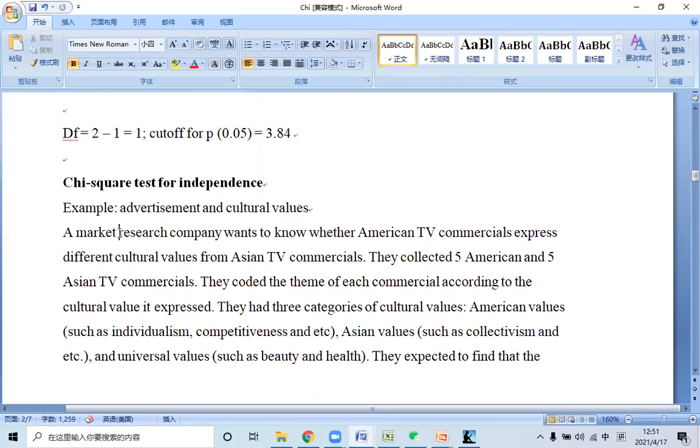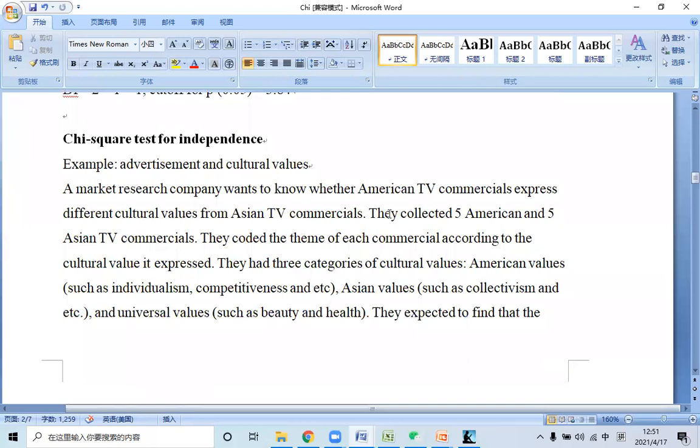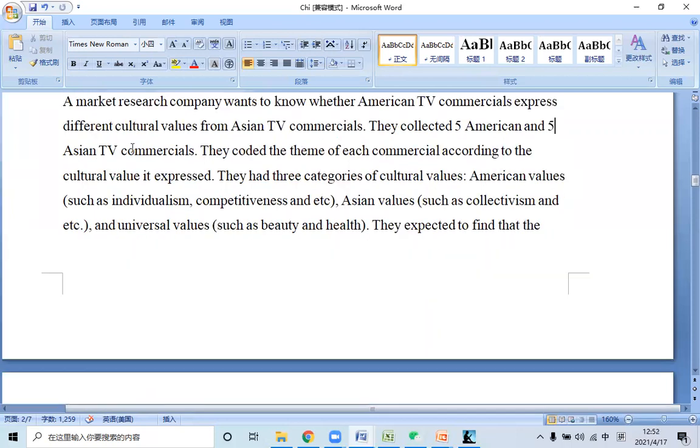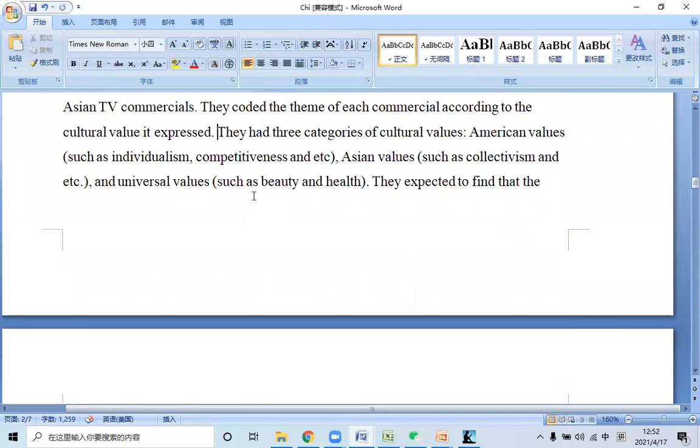A market researcher wants to know whether American TV commercials express different cultural values from Asian TV commercials. They have collected 5 American and 5 Asian TV commercials. They coded the theme of each TV commercial to the cultural value it expresses. They had 3 categories of social values.